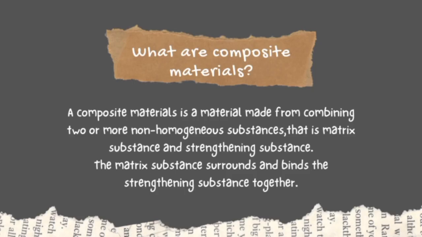What are composite materials? A composite material is the material made from combining two or more non-homogeneous substances, that is matrix substance and strengthening substance.